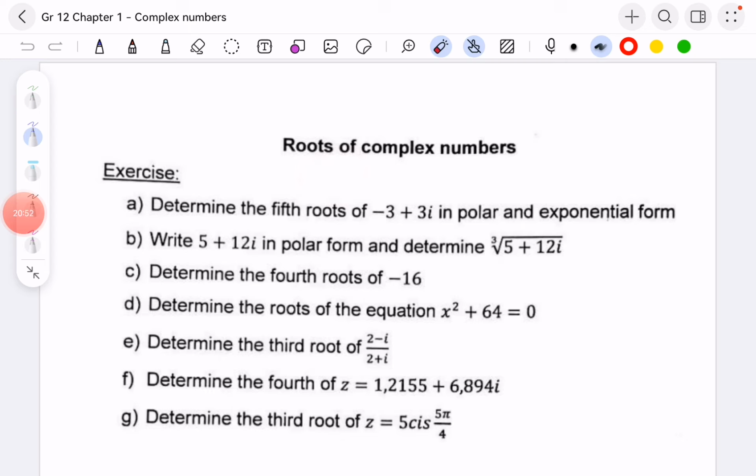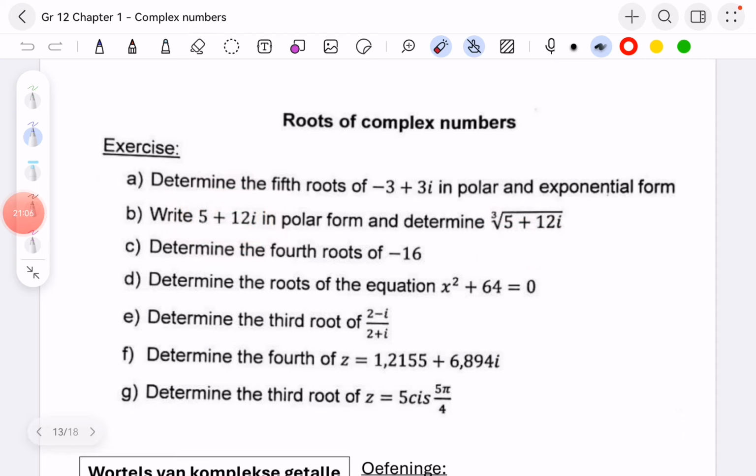And over here, they also wanted your answer in exponential form. Here they say write 5 plus 12 in polar form and determine the cubed root. So they're asking me for the cubed root of this. Step 1, put it in polar form, and so on. Here they want the fourth root of that, put it first into polar form.